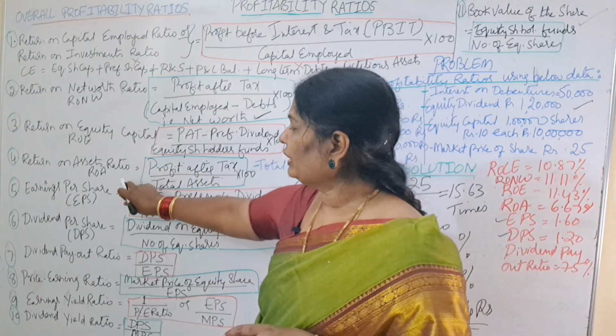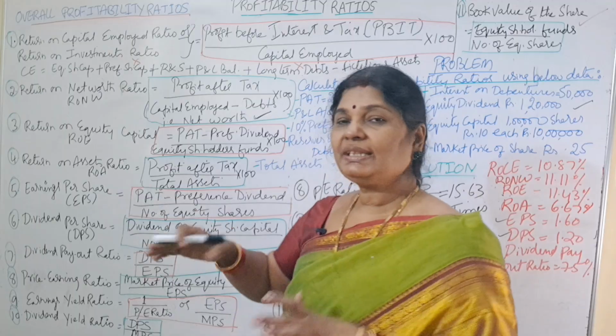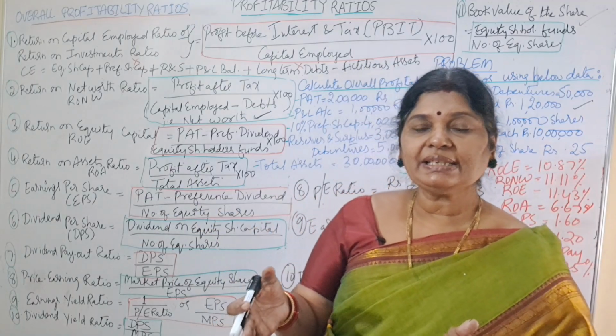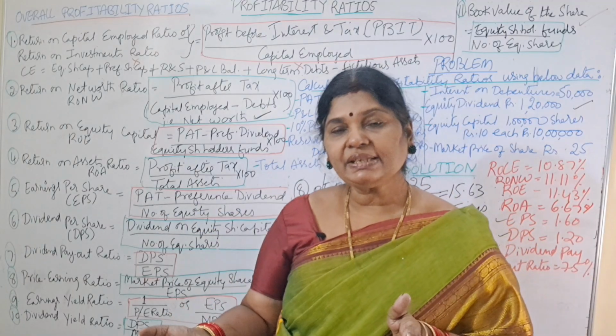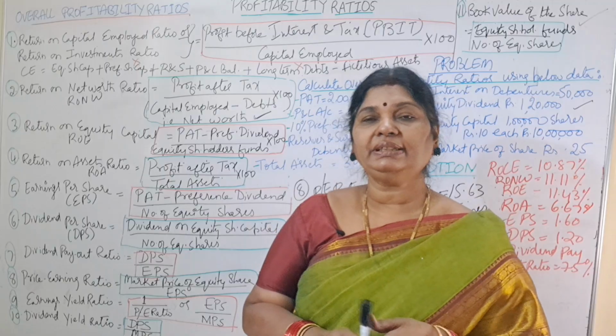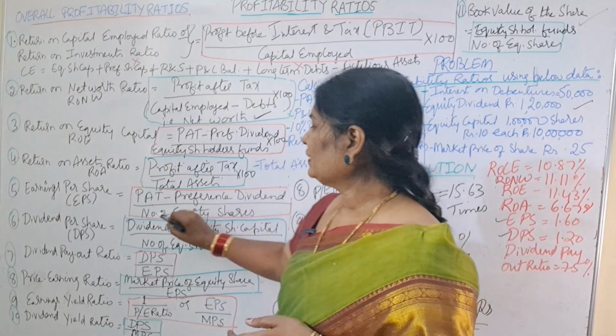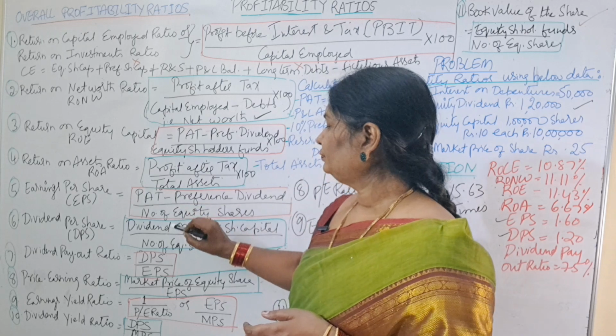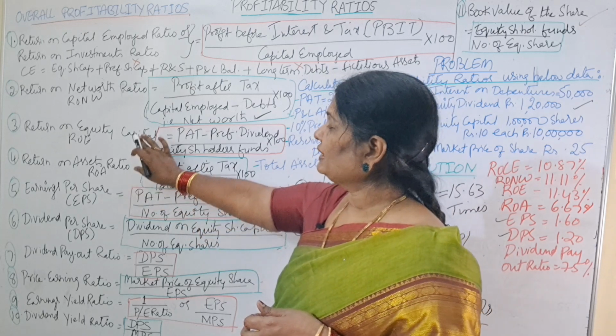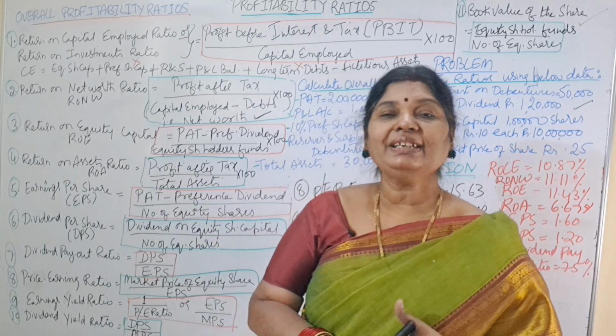And coming to the fourth one, return on assets. So what is the value of our total assets in the business? When we are using those assets, how much return we can get on that investment in assets, that is return on assets. Next, earnings per share. The higher these percentages, the more beneficial to the investors.